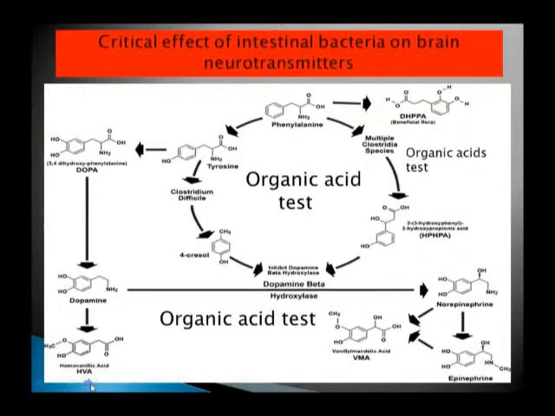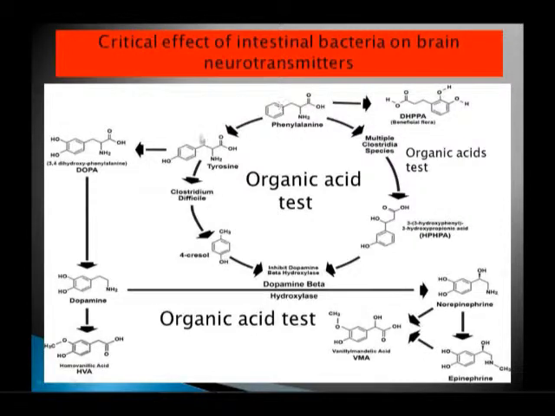If we look at the biochemistry of what happens here, and this is important from a clinical standpoint for docs to understand, is the relationship of dopamine and norepinephrine. Phenylalanine is an amino acid that we get through our diet. And phenylalanine is converted to tyrosine. Tyrosine is converted to dopa, which is converted to dopamine. And we know the role of and problems in dopamine metabolism in Parkinson's disease.